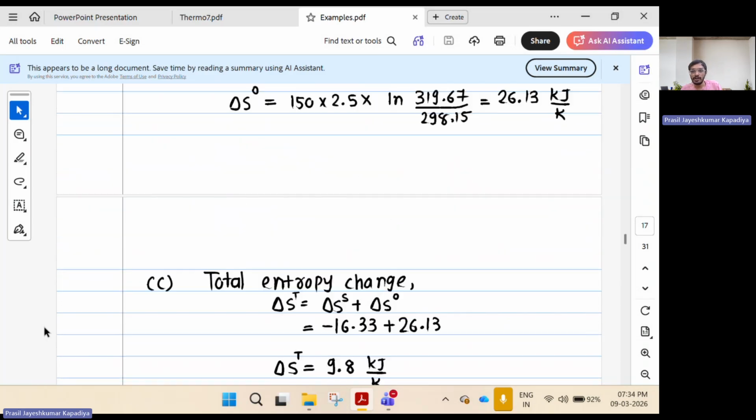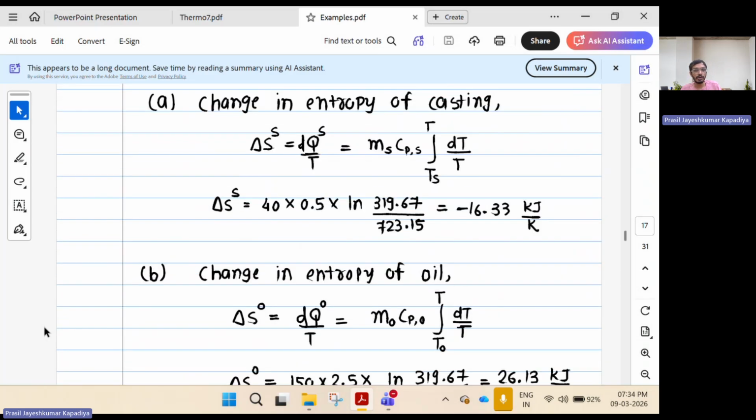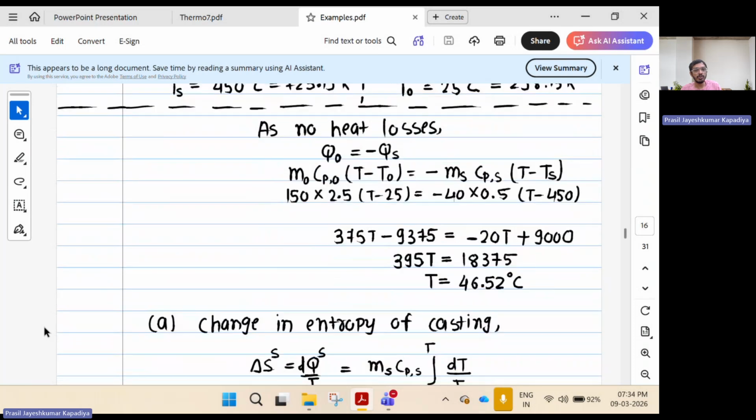Okay, so this kind of questions are really important, especially for GATE. Those are asked. So you just need to apply the heat balance. You need to find the temperature.